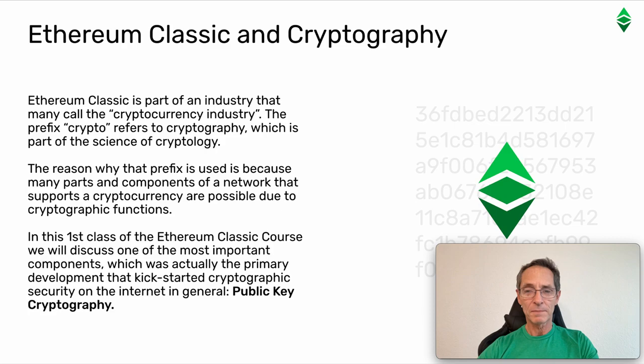Ethereum Classic and Cryptography. Ethereum Classic is part of an industry that many call the cryptocurrency industry. The prefix crypto refers to cryptography, which is part of the science of cryptology. The reason why that prefix is used is because many parts and components of a network that supports a cryptocurrency are possible due to cryptographic functions. In this first class of the Ethereum Classic course, we will discuss one of the most important components, which was actually the primary development that kickstarted the cryptographic security on the internet in general, public key cryptography.